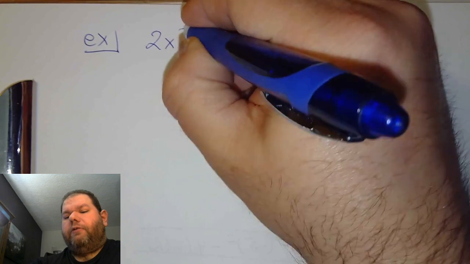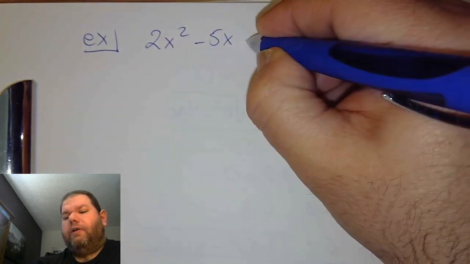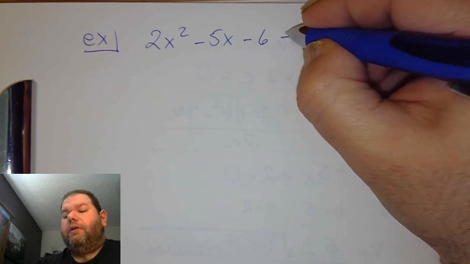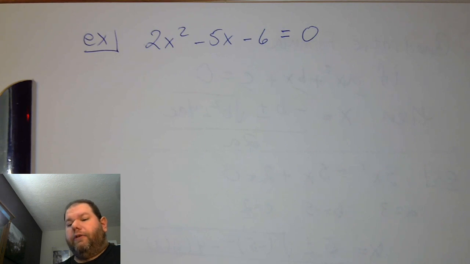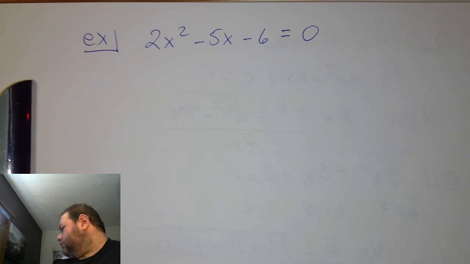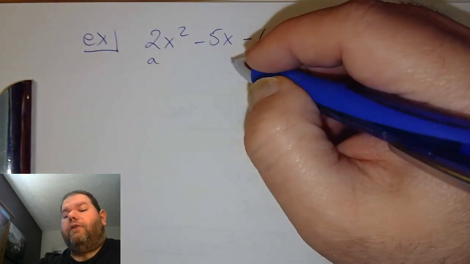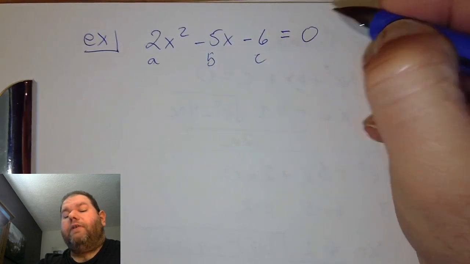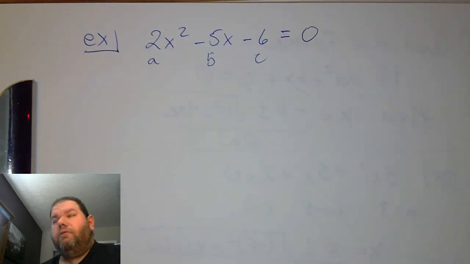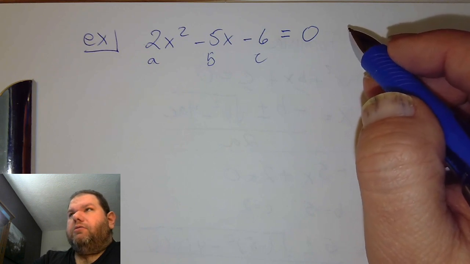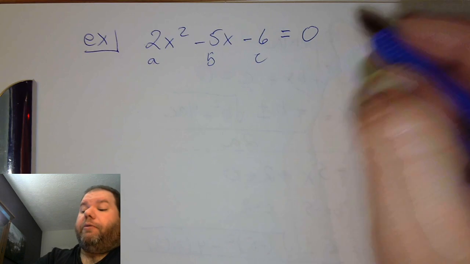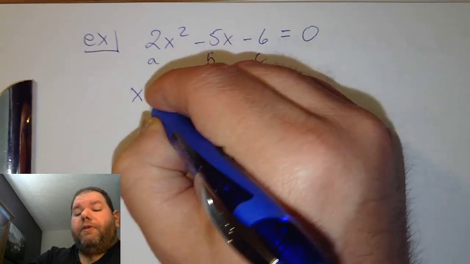So let's do 2x squared minus 5x minus 6 equals 0 as our next example. So we have our A is 2, B is -5, and C is -6. That should be a good problem. Anyway, we'll go ahead and plug that into the quadratic formula.